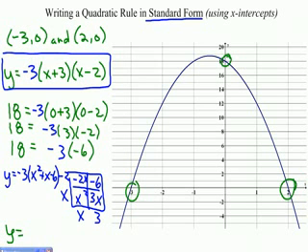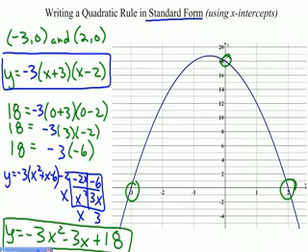So y will equal negative 3x squared minus 3x plus 18. So there's my final answer.